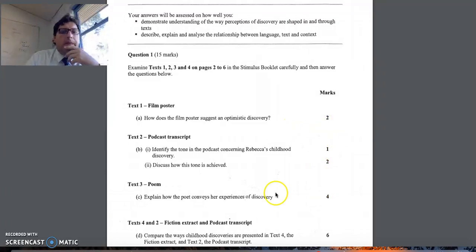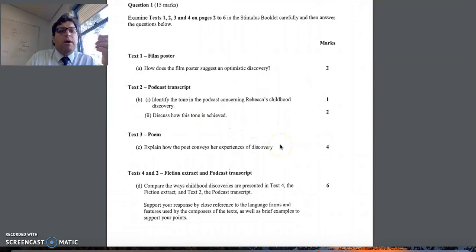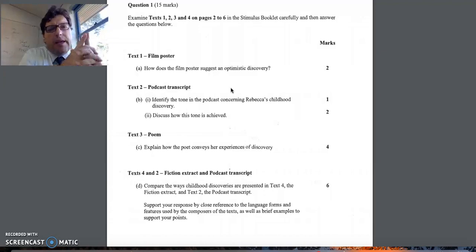That's up to NESA. The first question is worth 2 marks. So to me, you're actually going, how does the film poster suggest an optimistic discovery? As I said before, there's 2 things going on in that poster. There's text and there's image. And there's 2 marks. So I would discuss the image and the text in order to really fully appreciate how that's going on. I wouldn't just state the technique, I need to actually clarify what that means in terms of how it's shaping meaning, and that's very important.